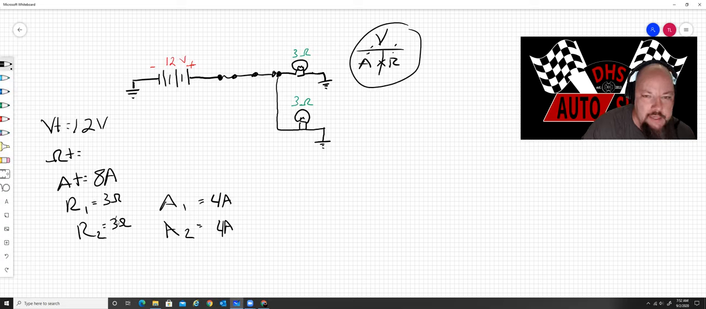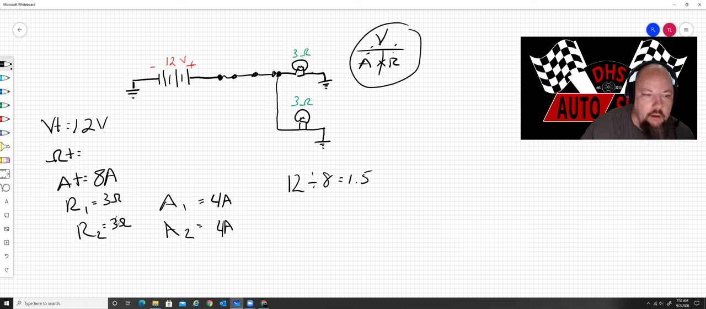Well, now we only have one missing factor in this whole thing right now, and that's our ohms total here. So if we don't know our ohms, we come back to our pie, we cover up the R, V divided by A, okay? Volts divided by amps, 12 divided by 8, so 12 divided by 8 equals 1.5.